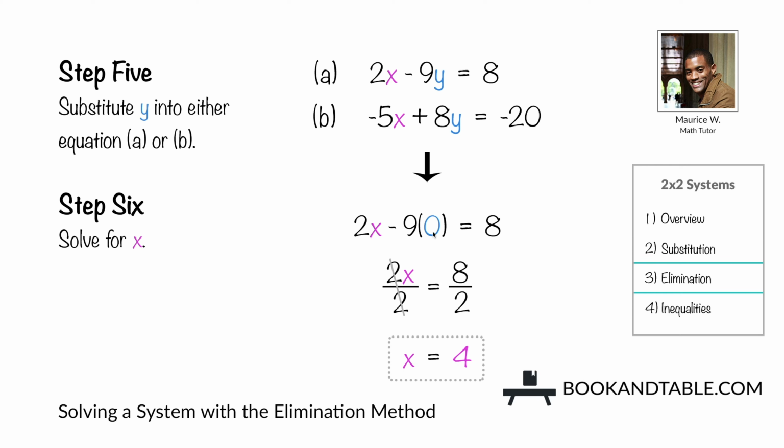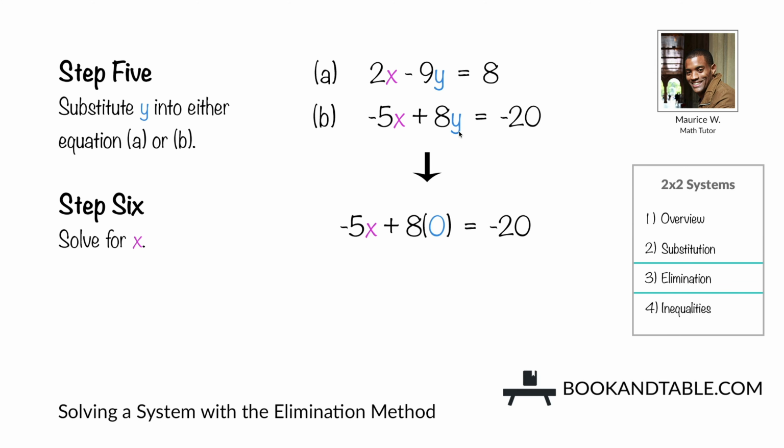If you were to plug in y is equal to 0 into equation B instead, you would get x is equal to 4 also. So negative 5x plus 8 times 0 is equal to negative 20. 8 times 0 is 0, so you get negative 5x is equal to negative 20. Divide both sides by negative 5, and you get x is equal to negative 20 divided by negative 5, which again is x is equal to 4. So the solution to this problem would be x is equal to 4 and y is equal to 0.